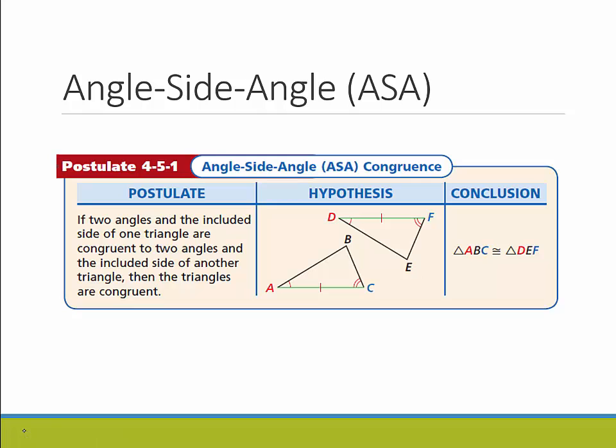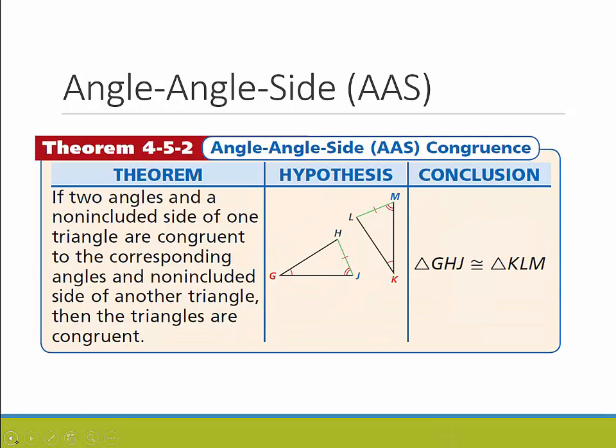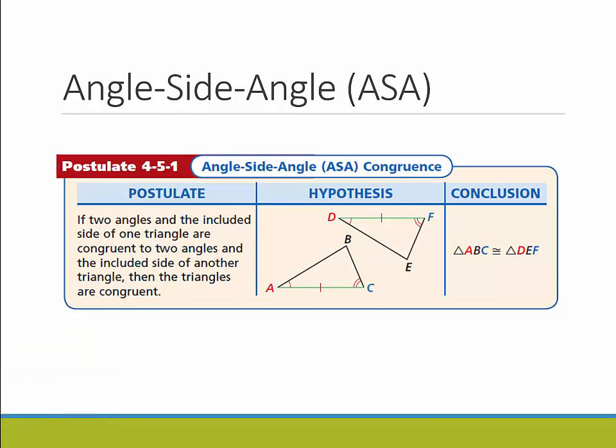Angle-side-angle congruence theorem says that if 2 angles and the included side of one triangle are congruent to 2 angles and the included side of another, then the triangles have to be congruent. So the included side is like the side in between. So it's saying you have an angle, a side, and an angle. Angle, side, angle. And then angle, side, angle again. So it has to be in that order. If we have that, we know the 2 triangles are congruent.